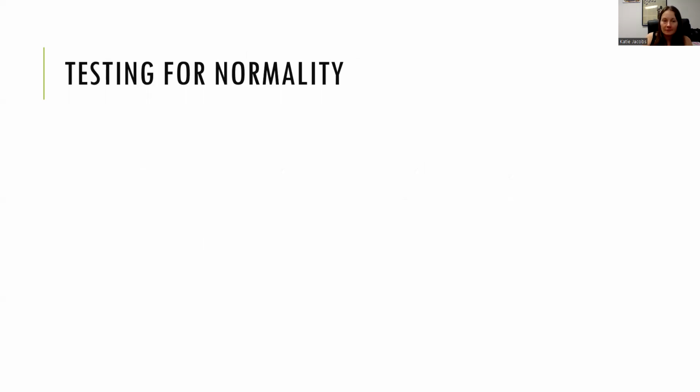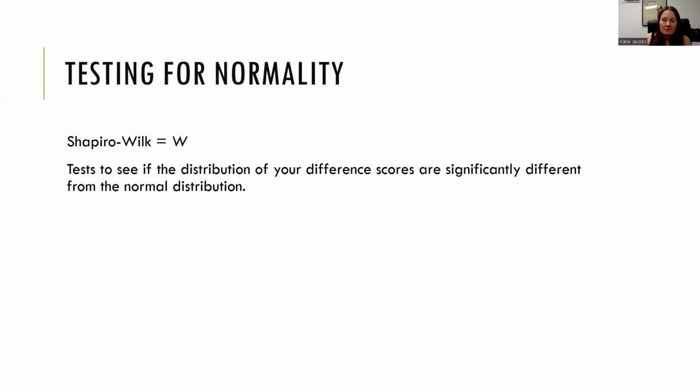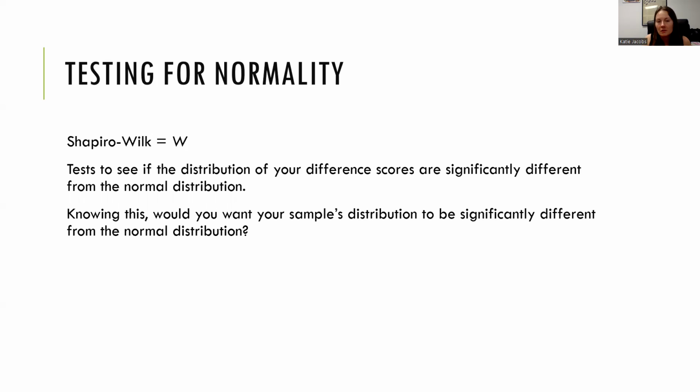So testing for normality. The Shapiro-Wilk test actually has its own test statistic symbol. It's W. This test tests to see if the distribution of your different scores is significantly different from the normal distribution. So if we want it to be normally distributed, do we want the distribution of our different scores to be significantly different from the normal distribution? Think about it before moving on.